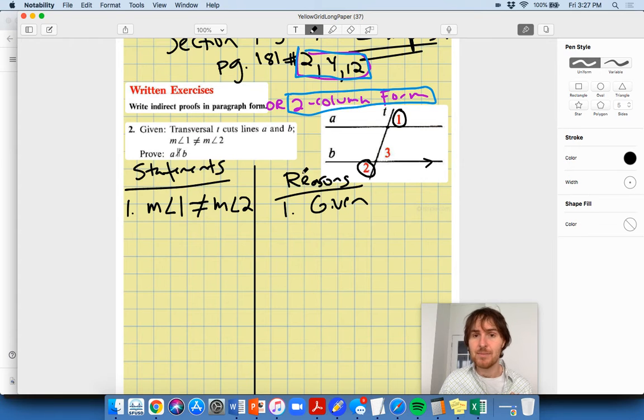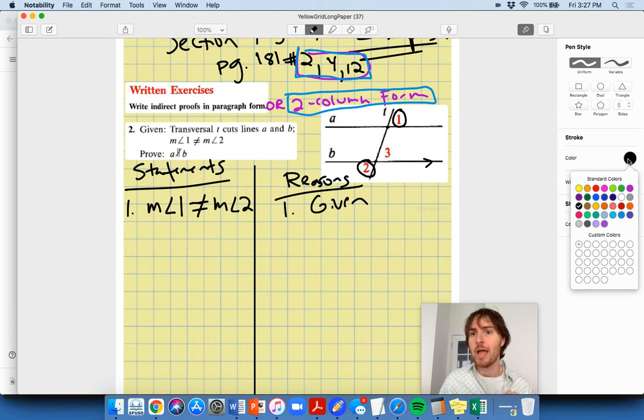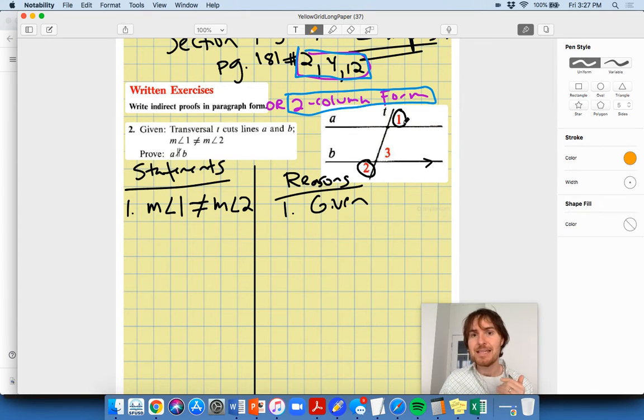You can write it out like a statement like that, but you can't mark up a diagram that way, okay? So anyways, given these premises that this and this are not equal, there's no way possible that this and this are going to be true, okay?